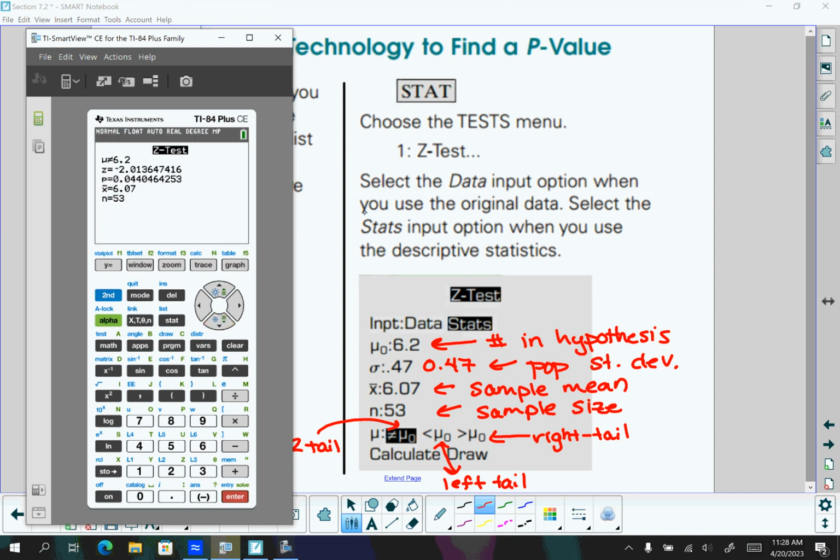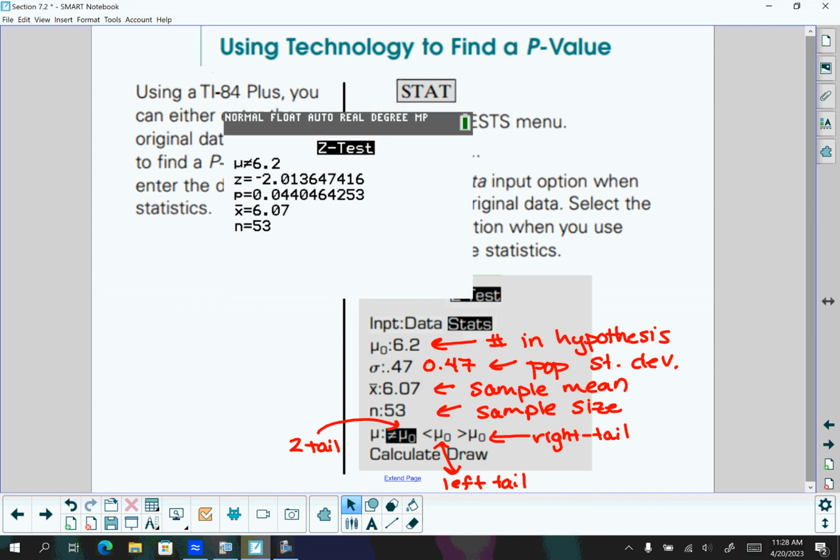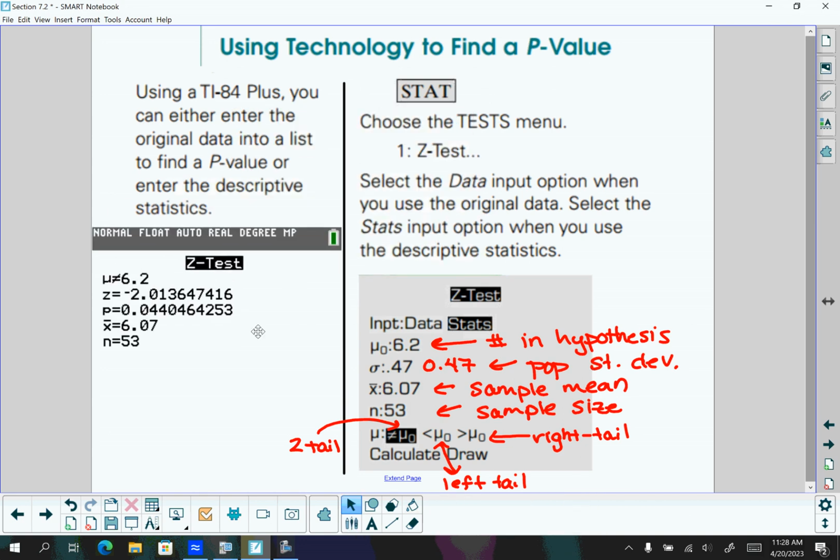Okay, and then it spits out something that looks like this. It tells you a couple things. It's telling you that the population mean that we're doing a test for is equal to or not equal to 6.2. It gives you a z-value that we would find on our chart. That's something we could calculate on our own, but it gives us a few extra decimal places, which is nice. What we really care about for this is what the p-value is. Okay, and again, it gives us a few more decimal places than what our chart does.